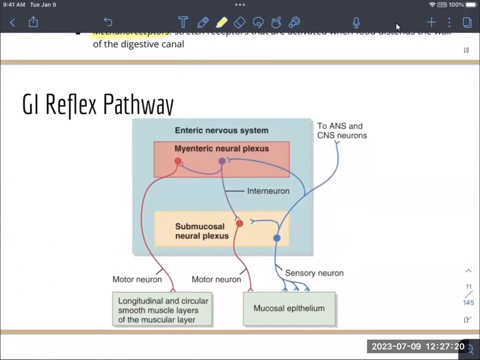So within this enteric nervous system, most of this information is going through that myenteric neural plexus. We have nerves that are going between the different muscle layers. We have nerves that go to that epithelium, and all of this information goes back through that enteric nervous system, but it also goes to the autonomic nervous system and the central nervous system, because it does play a role in what is happening within your digestive system.